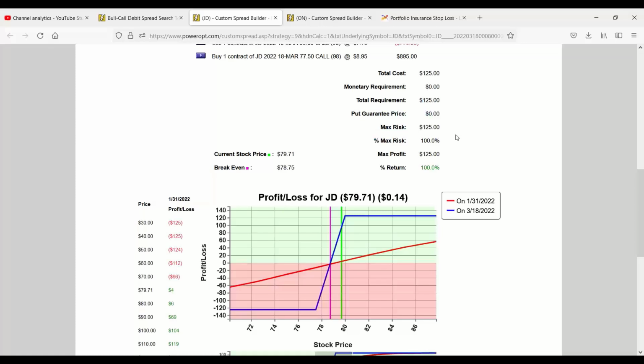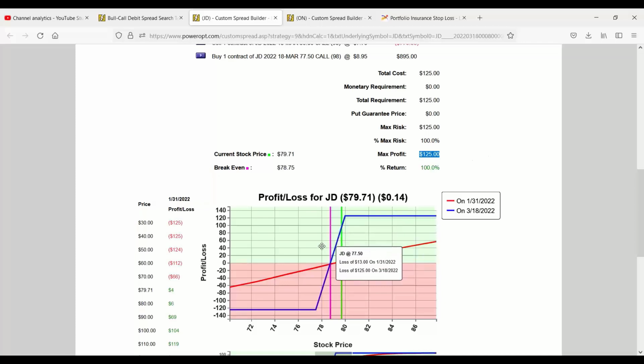But the approach here with the stops, I'm not using the 1% rule because I'm already below that. The approach here with this strategy is if the stock moves up in the next 20 days as I expected, moves up to 82, 83, or $84, and I can close this position for half of the expected maximum profit early, 50% of the max profit, then I'm going to look to do that.